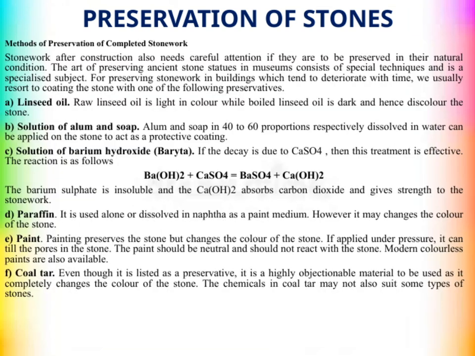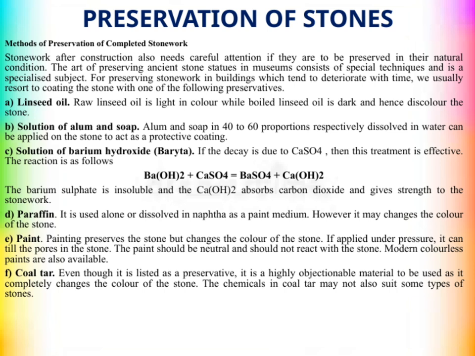Now, let's talk about the methods of preservation for completed stonework. Once the construction is finished, it's crucial to pay close attention to maintaining the stone in its natural condition. Preserving ancient stone statues in museums involves specialized techniques, but for stonework in buildings, we typically use certain protective coatings to slow down deterioration. One common method is applying linseed oil.